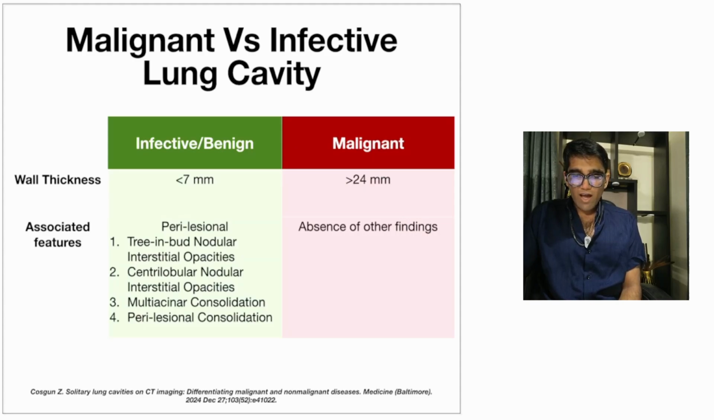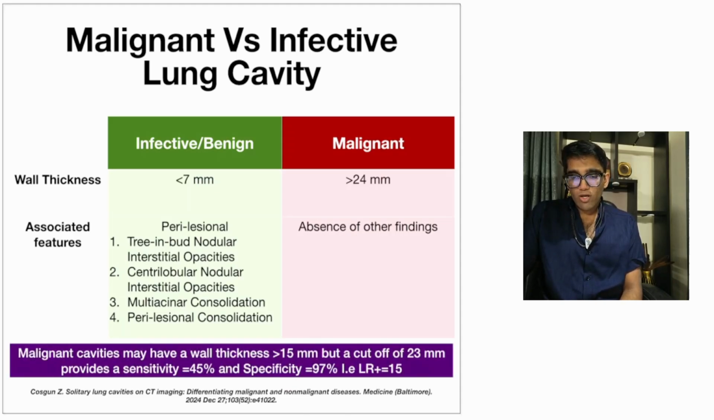Now, the presence of other features of infection, again, centrilobular opacity, nodular or interstitial opacity, tree in bud nodular interstitial pattern, multi-acinar consolidation, and perilesional consolidation all indicate that the opacity is likely infective, whereas the absence of these findings indicates that it is malignant.